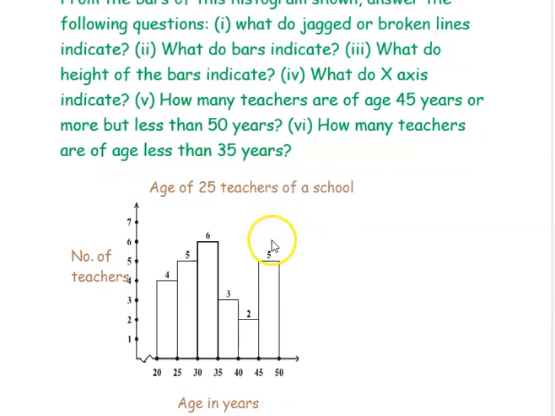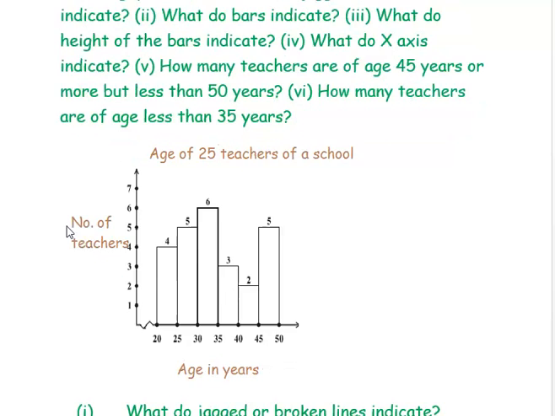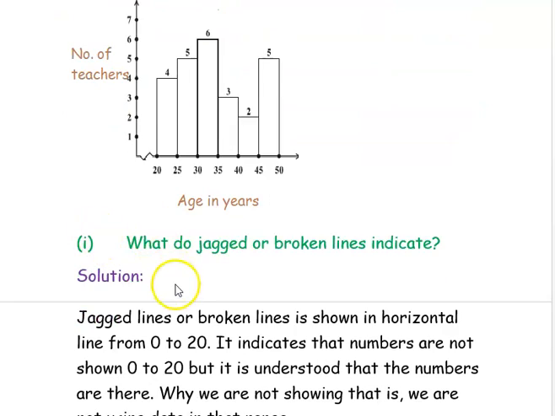Now first step, we want to analyze the given histogram. So this graph is called a histogram because here the bars are continuous in the class interval. Now the bars represent the age of 25 teachers of a school. So the number of teachers is 25. The age of the 25 teachers is represented in the x-axis and the number of teachers is represented in the y-axis.